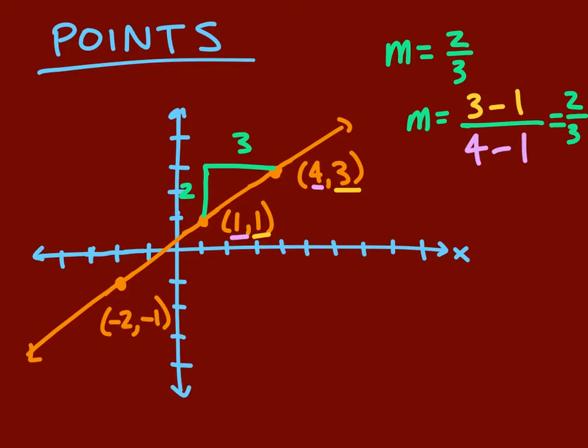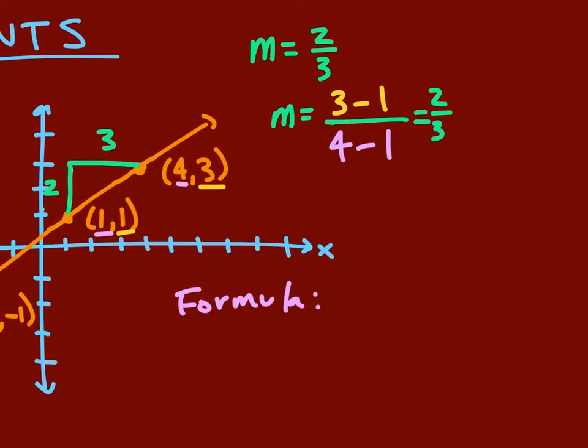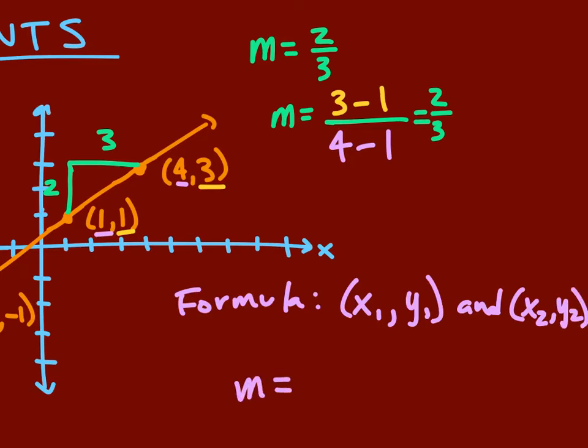Okay, and so what we have is this formula here. My formula is going to be: given points, we'll call this x sub 1, comma y sub 1, and x sub 2, comma y sub 2, my slope can be found using y sub 2 minus y sub 1 over x sub 2 minus x sub 1. Now when I write this out, the 1 indicates that that's my first point. The 2 indicates that that's my second point.